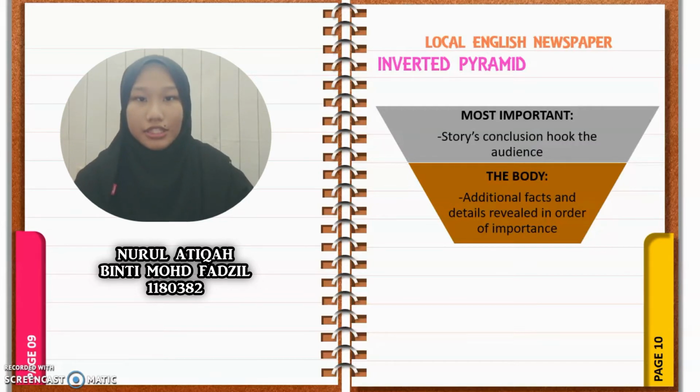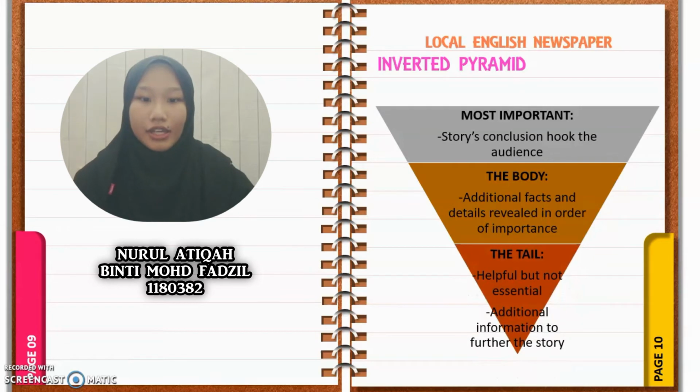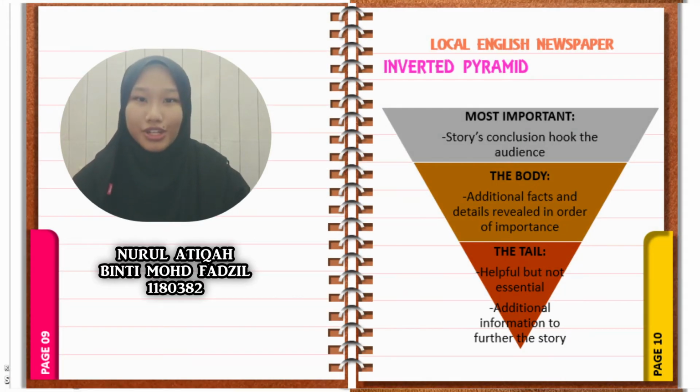Some of them is controversy. In the second structure, the information would be very helpful, but it is not essential. The last structure is the tail, which is the extra information from the article, and it is also additional information that further tells the story.